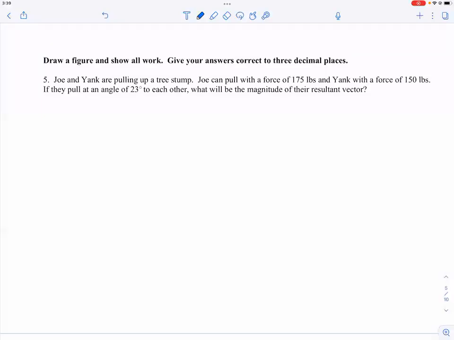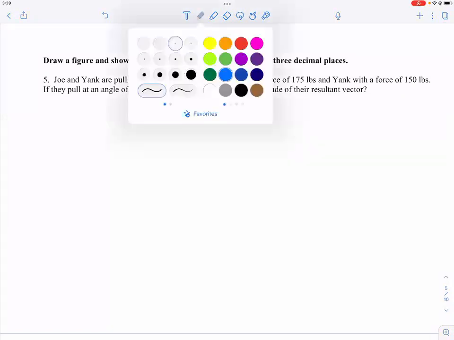All right, for number 5, make sure you draw a diagram, make sure you draw a good diagram, right? Use the space. So Joe and Yank are pulling up a tree stump. I think this is the third or the fourth tree stump we have pulled in this topic. Joe can pull with a force of 175 pounds.